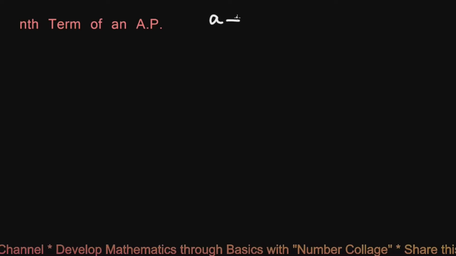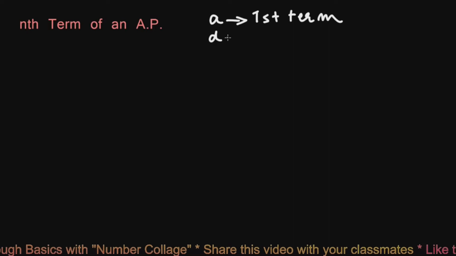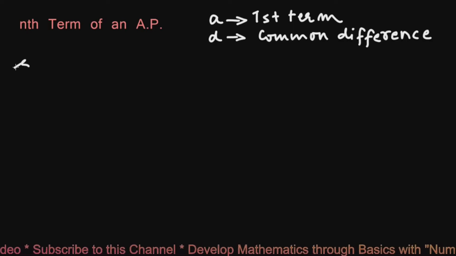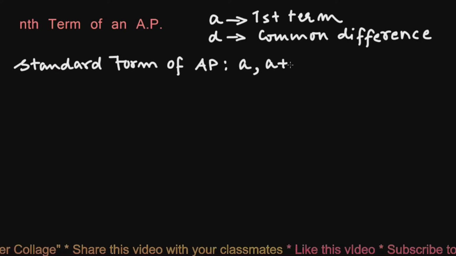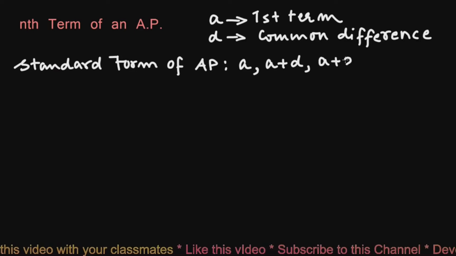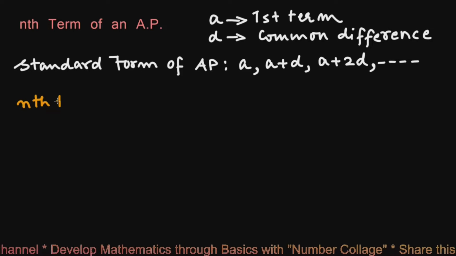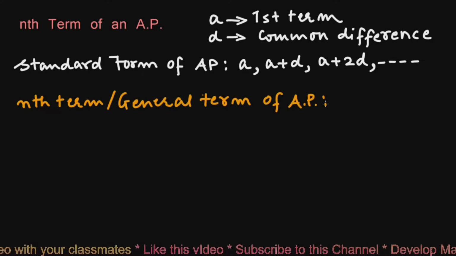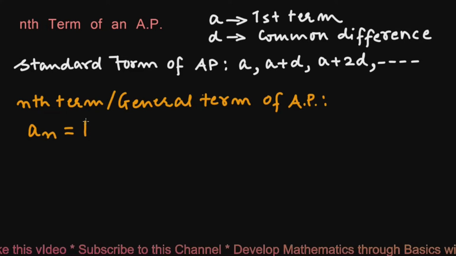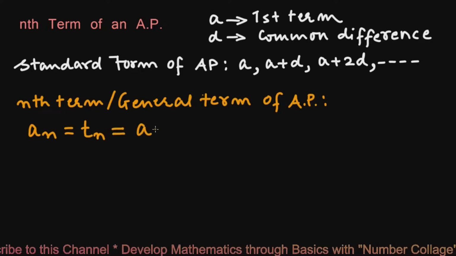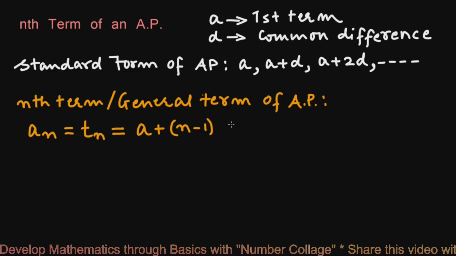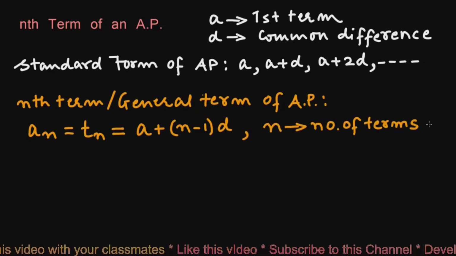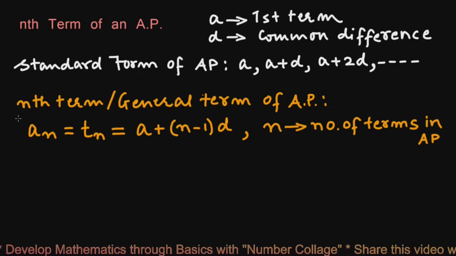If A is the first term and D is the common difference, then the standard form of AP is A, A plus D, A plus 2D, so on and so forth. The nth term or the general term of AP is given as an or Tn equals A plus n minus 1 into D, where n is the number of terms in AP. So let's box this formula.